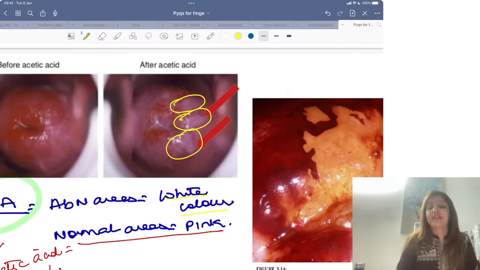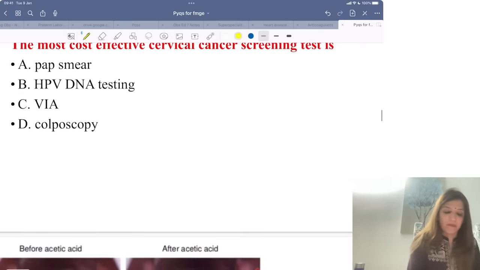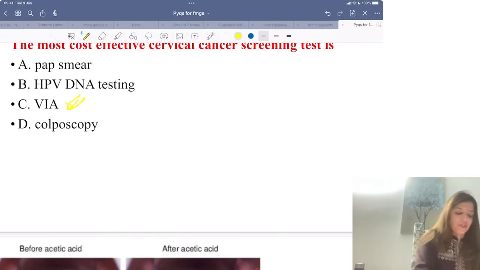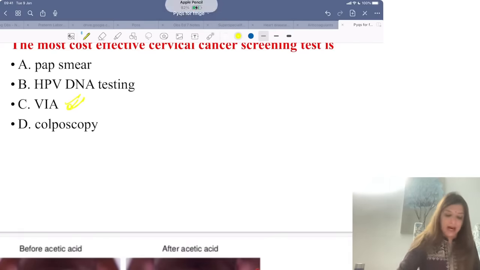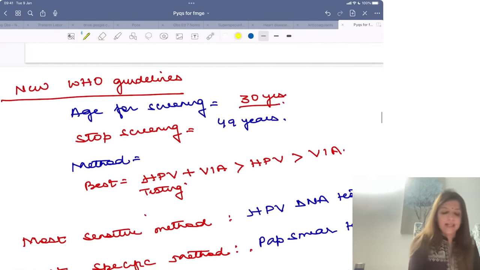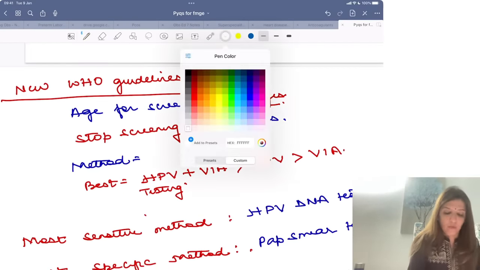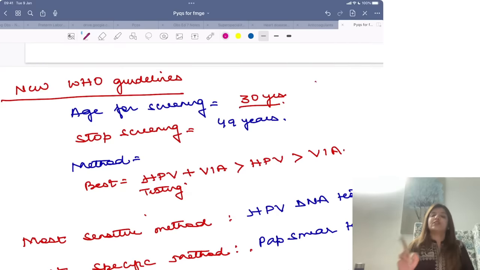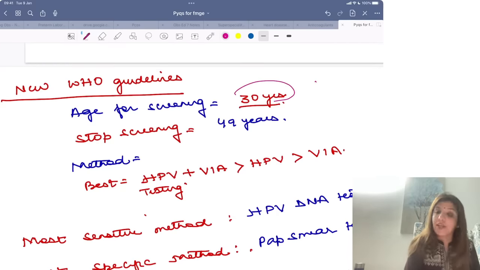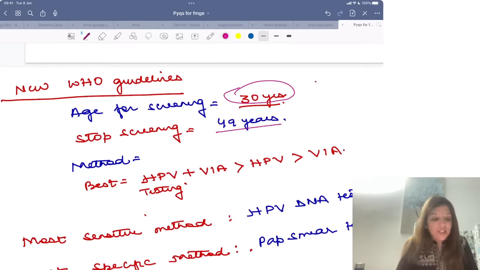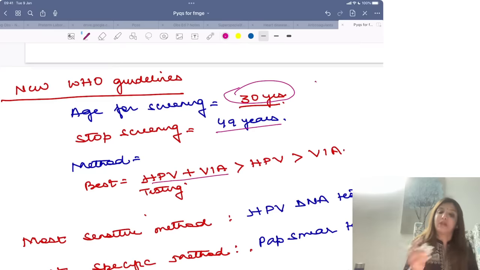So, जब भी हम acetic acid apply करते हैं patient की cervix पे, तो वो areas where dysplasia is present, it will appear white in color and the areas where dysplasia is not present, it is going to appear pink in color. So, the most cost-effective cervical cancer screening method is VIA. Now, new WHO guidelines, if you are a Maro subscriber, you already know them, quickly revise with me. According to WHO, the screening for cancer cervix should begin at 30 years. You should stop the screening at 49 years. And the best method for screening is HPV plus VIA.